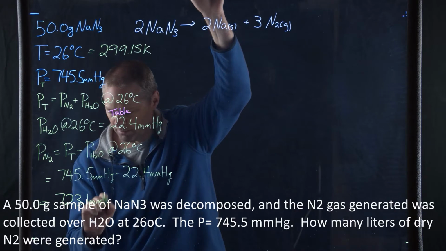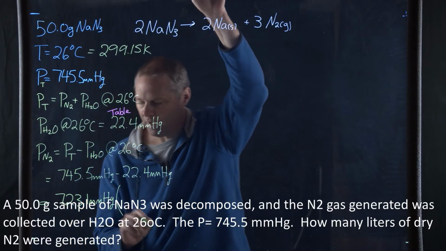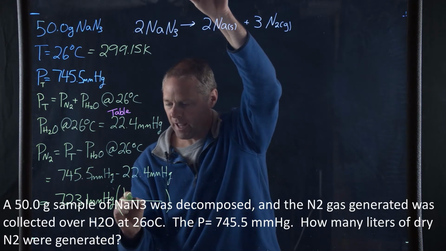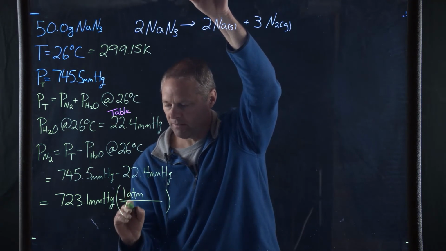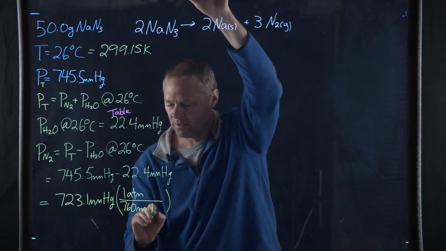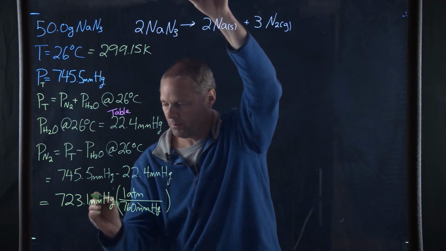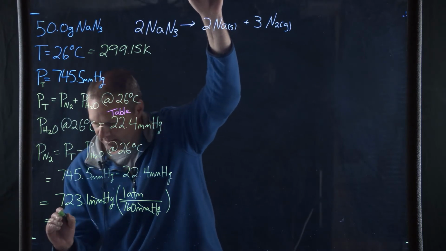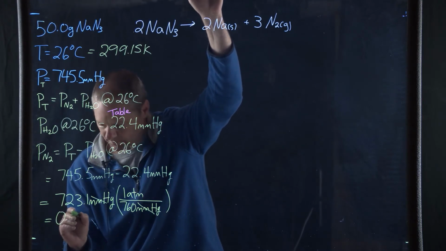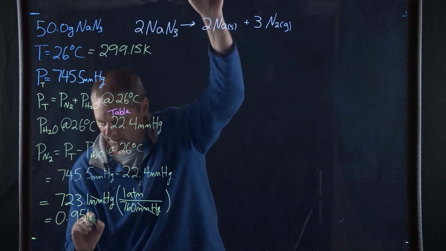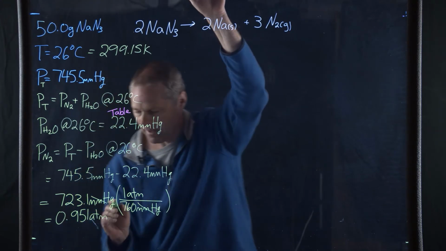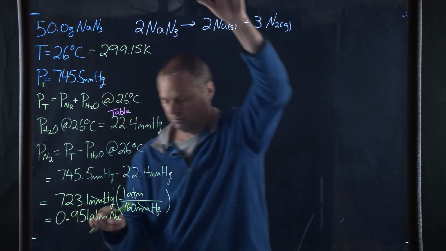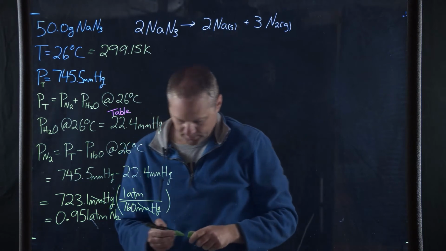723.1 millimeters of mercury. Now, if I convert that into atmospheres, 1 atmosphere is equal to 760 millimeters of mercury. The millimeters of mercury cancel, and what I end up getting is 0.951 atmospheres. And that's going to be of just simply the dry nitrogen. We're going to use that in a few minutes, all right?